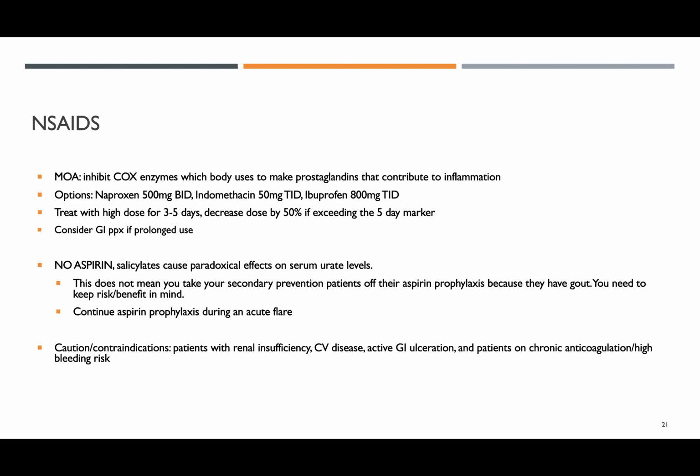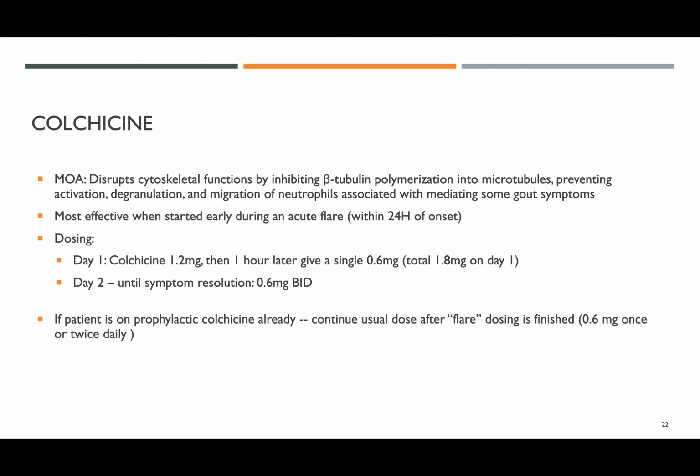And it's also proven in studies that it's okay to continue somebody on aspirin if they're already on aspirin during an acute flare. Some considerations for NSAIDs, you shouldn't really be using them in CKD, shouldn't use them in cardiovascular disease, GI disease like peptic ulcers, and shouldn't use them in people on chronic anticoagulation or bleeding risk. So what do we use for that? Well, when in doubt, you have colchicine.